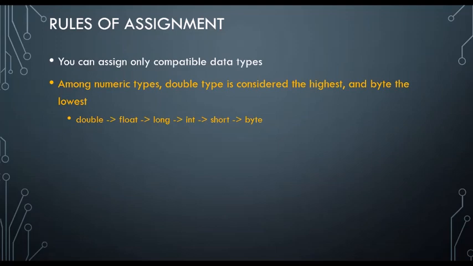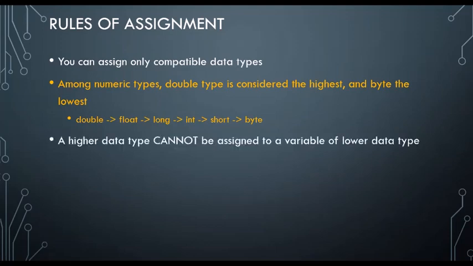Now please remember, int and float have the same size, but float is considered the larger one. So if there are two data types having the same size in memory, the one with the decimal point takes precedence, it is higher. Similarly with long and double, although both of them are of the same size, double is larger. A higher data type cannot be assigned to a variable of lower data type.